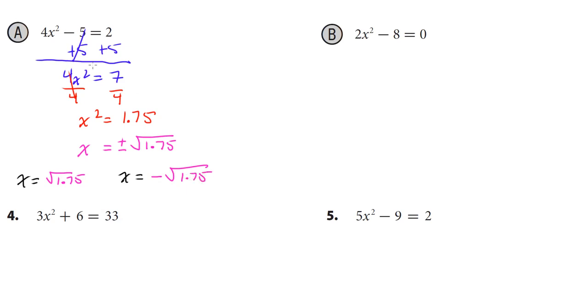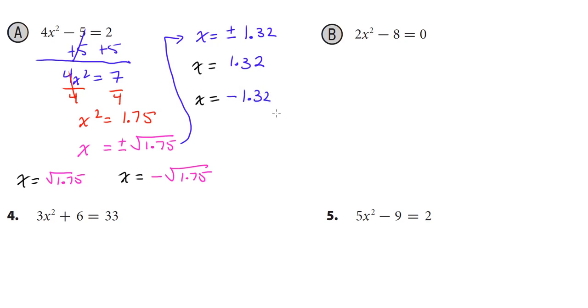We can also go the next step on this and go ahead and find the square root of 1.75 rounded to the nearest hundredth. And the square root of 1.75 rounded to the nearest hundredth is 1.32. So we say x equals positive or negative 1.32. And again, in your lesson, they might ask for them separately. So in one box, you would put 1.32, and in the other box you would write negative 1.32.